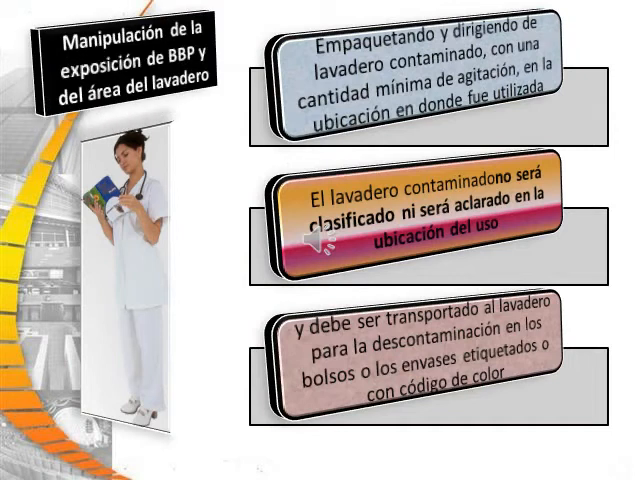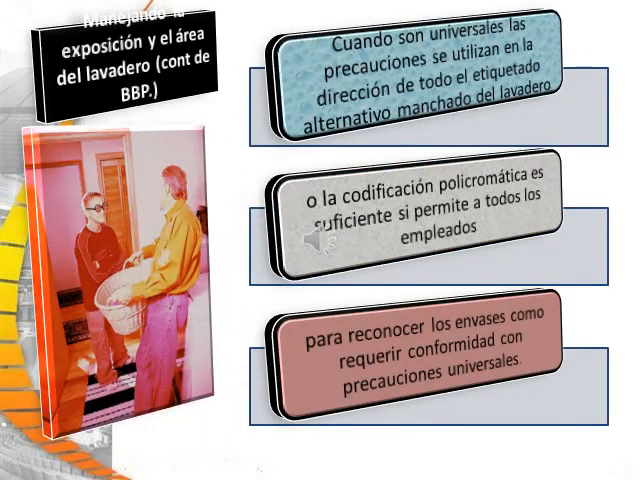Bagging and handling of contaminated laundry with a minimal amount of agitation at the location where it was used. Contaminated laundry shall not be sorted or rinsed in the location of use, and must be transported to the laundry for decontamination in bags or containers labeled or color-coded. When universal precautions are used in the handling of soiled laundry, using alternative labeling or color coding is sufficient if it permits all employees to recognize the containers requiring compliance with universal precautions.